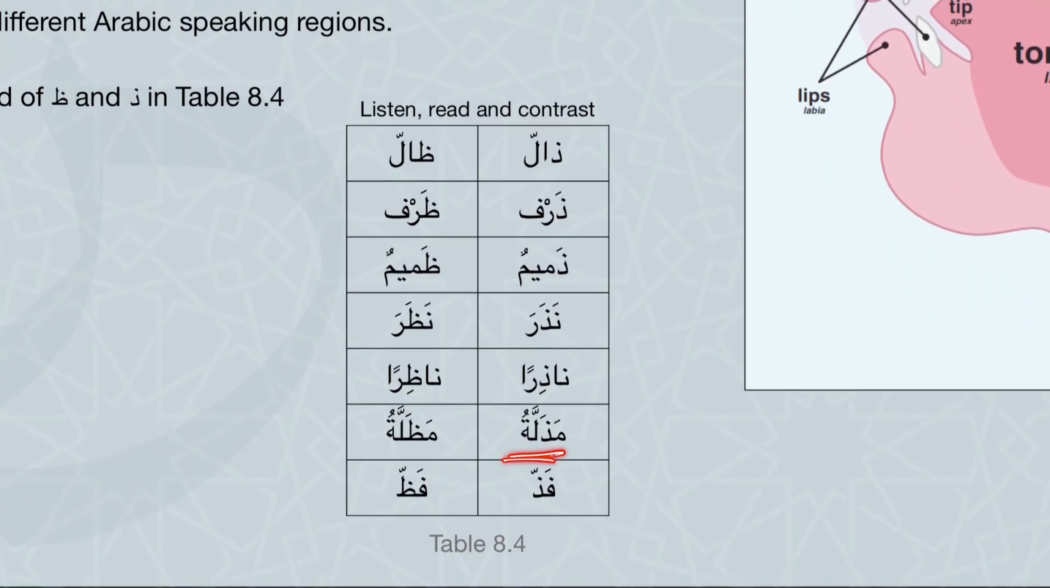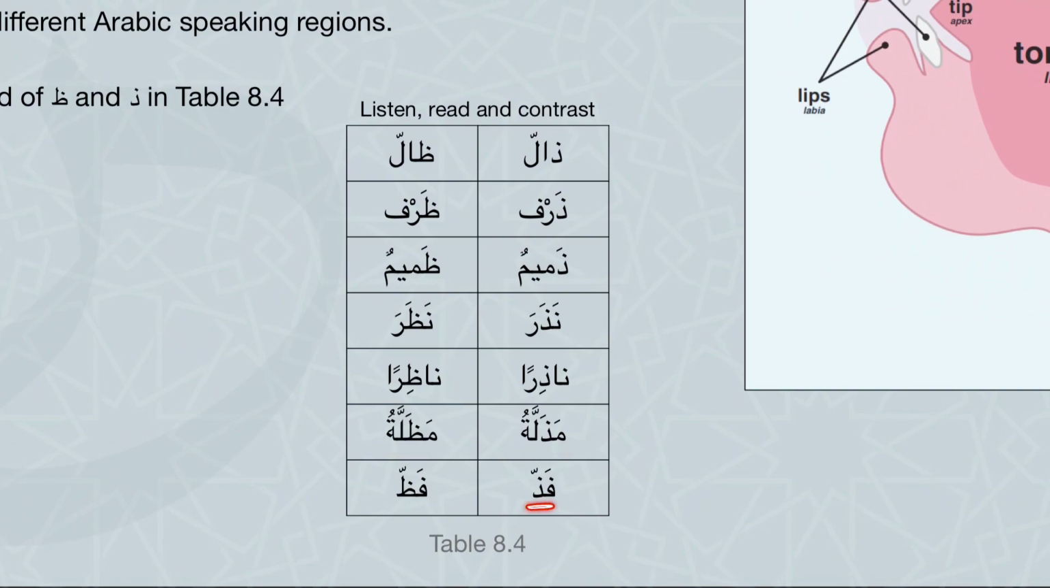This one is مذلة, مذلة. The lam has a shadda fatha, so it's stressed. مذلة, مذلة. And this one is, of course, this means humiliation. And this one is مظلة, مظلة, which means an umbrella. So that's why it's very important to master the pronunciation.